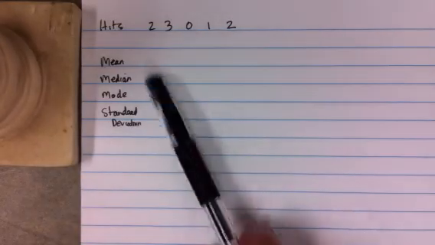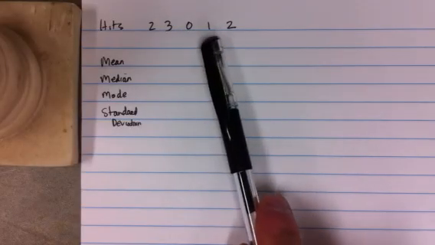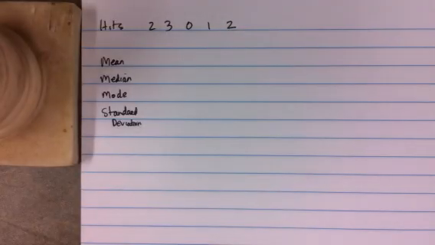So we have a data set and we want to find the mean, median, mode, and standard deviation. It's a softball player that played 5 games and got 2 hits the first game, 3 the second. She got 0 the third, 1 the fourth, and 2 the fifth. So we want to first start off by doing the mean.